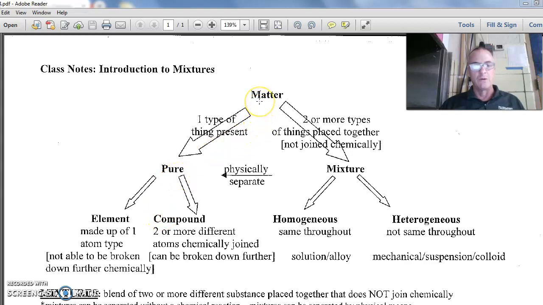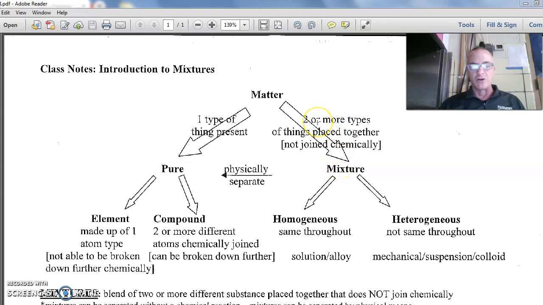In Unit 2, we say this is a continuation of our introduction to chemistry because we are still looking at matter. Chemistry studies matter, the changes matter undergoes, and the energy changes that accompany changes to matter. So in Unit 2, we're going to continue looking at matter, except now we're going to focus on this half. We're going to take a much closer look at mixtures.